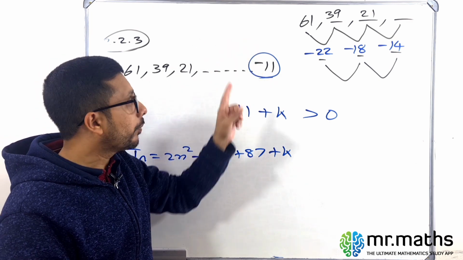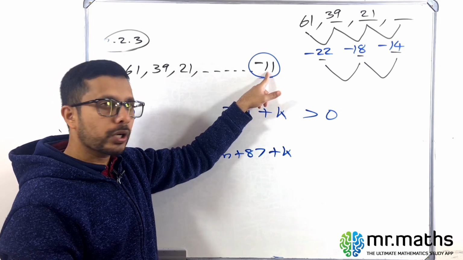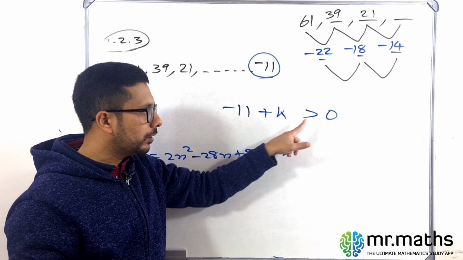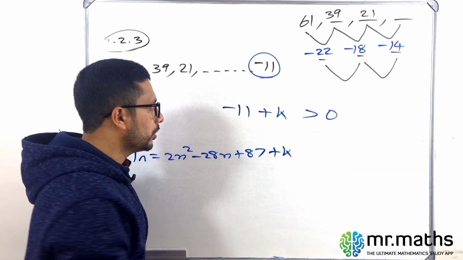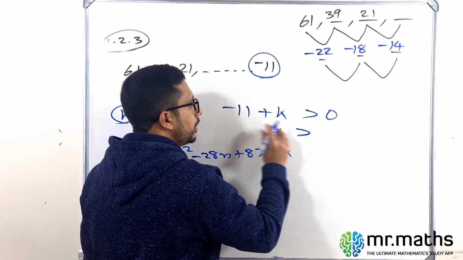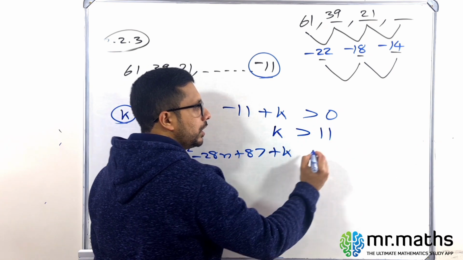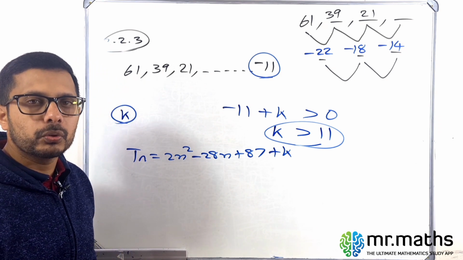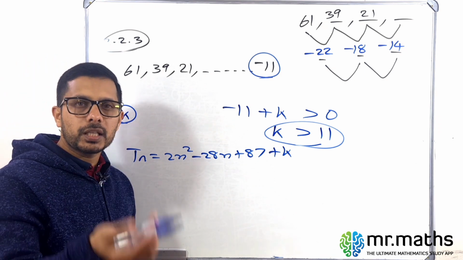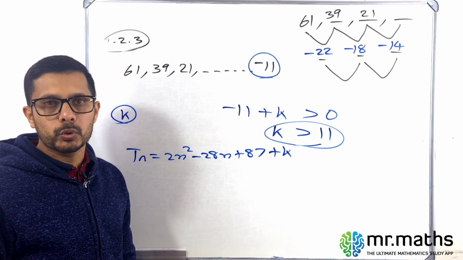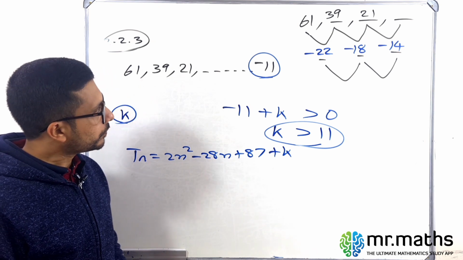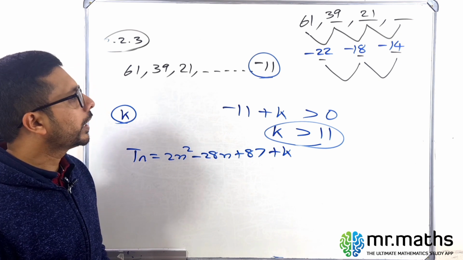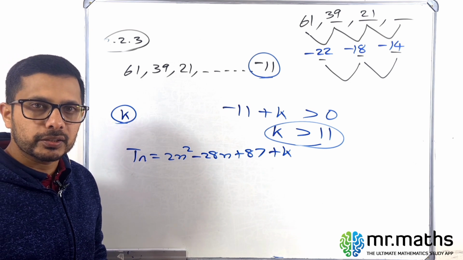So what is the smallest number? Minus 11. For this smallest number to be positive, what must we add? Minus 11 plus k is positive. Greater than 0 means positive. So the k value must be, take this minus 11 to this side, so it is positive 11. That means the k value must be greater than 11. So if we add a k value greater than 11, all the terms are positive. Do you understand? Okay, so k must be greater than 11. That is the answer.